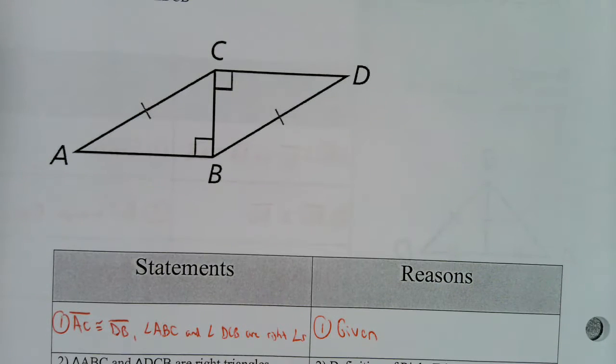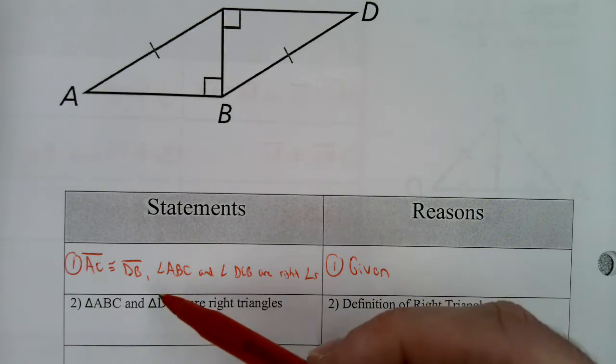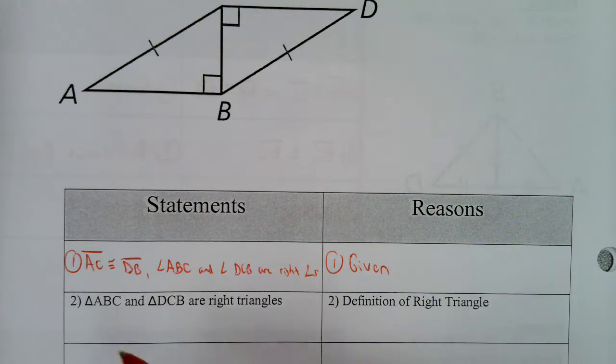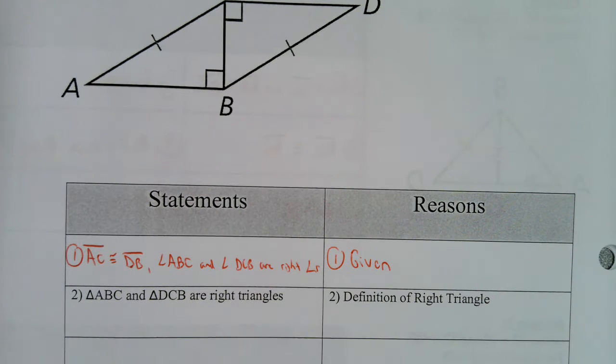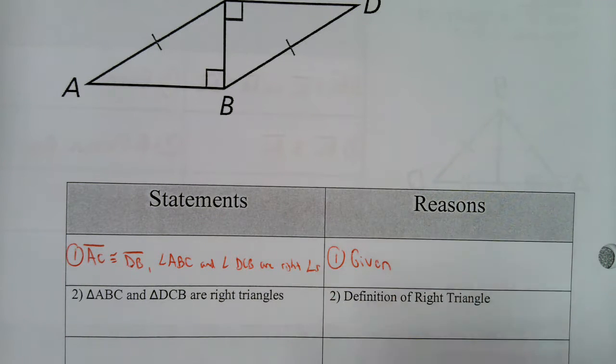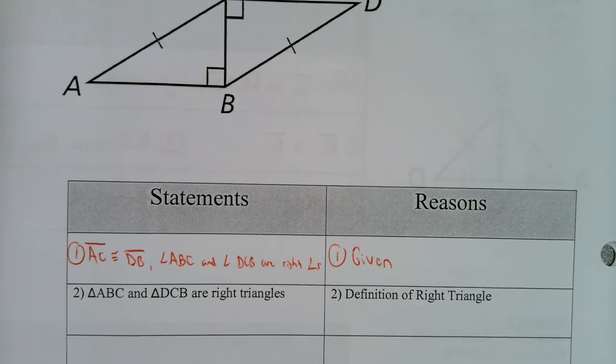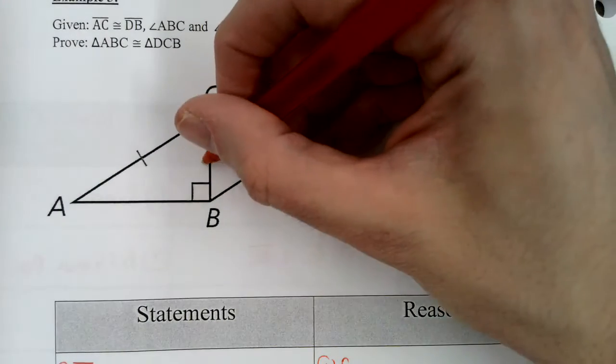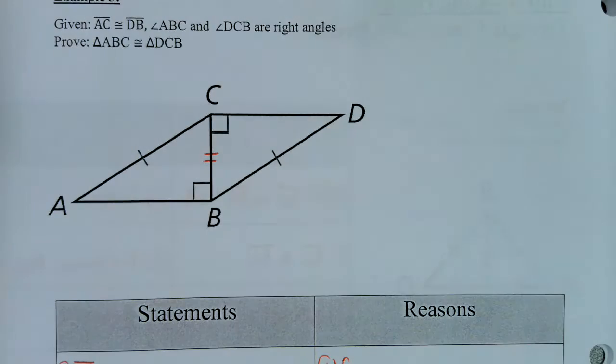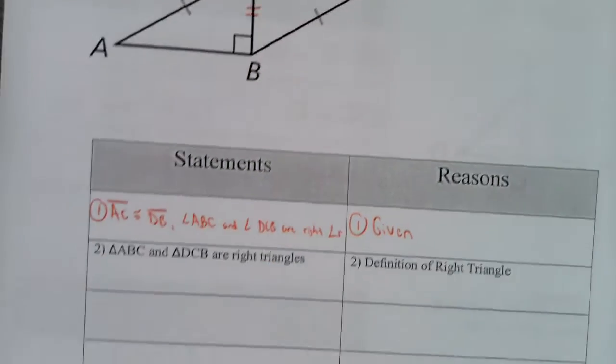Now, whenever you do these hypotenuse leg proofs, you need to include the step where you say that you have right angles, and you have to include a step that you say you have right triangles. Those must be included in these proofs. So that's why statement 2 is in there. Next, I'm going to use the reflexive property of congruence, and I'm going to say that BC is congruent to BC, and I label that in my diagram.